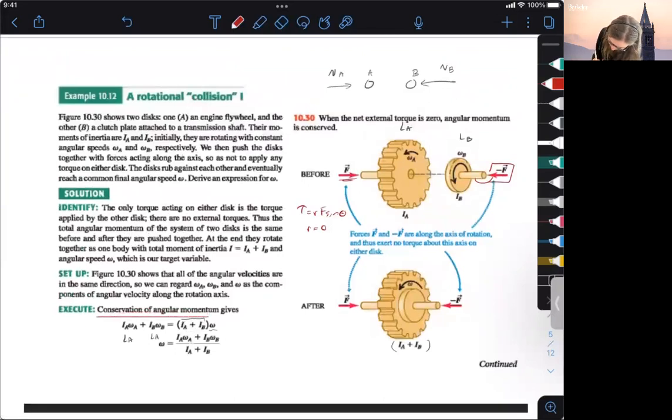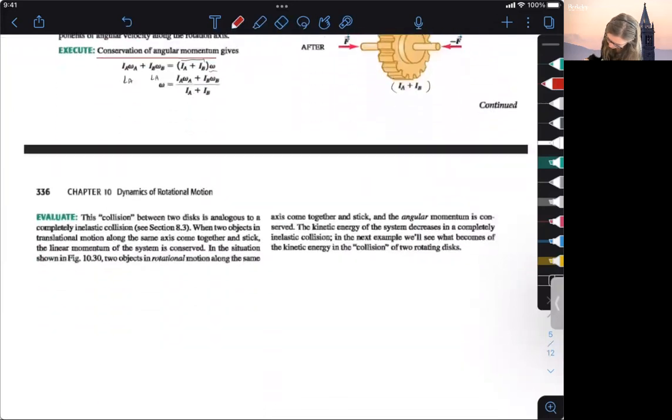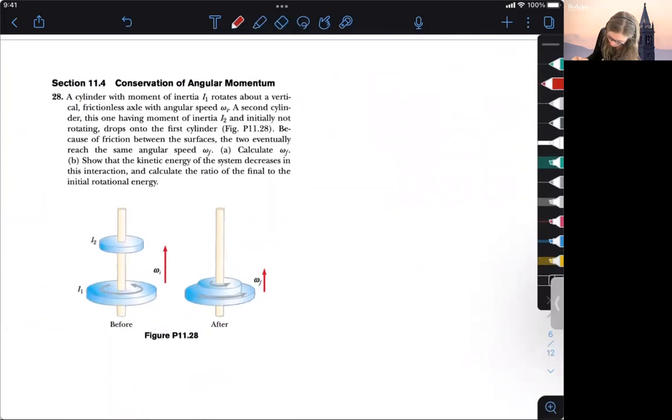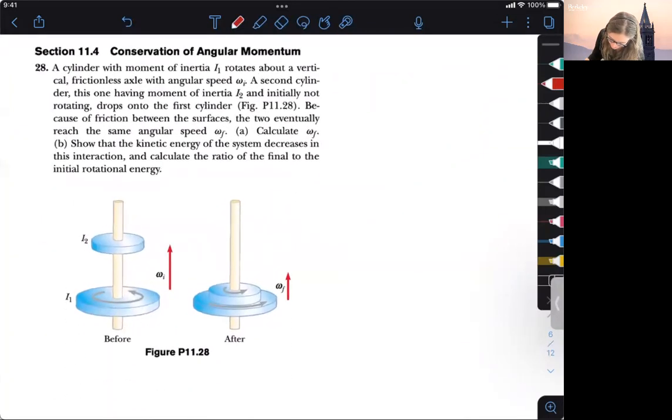We have conservation. Okay, so let's see what's going on here. We have a cylinder with a moment of inertia I1. This first guy rotates about a vertical frictionless axle with an angular speed Wi. A second cylinder, this one having moment of inertia I2 and initially not rotating, drops onto the first cylinder. Because of friction between the two surfaces, eventually they reach the same angular speed Wf.